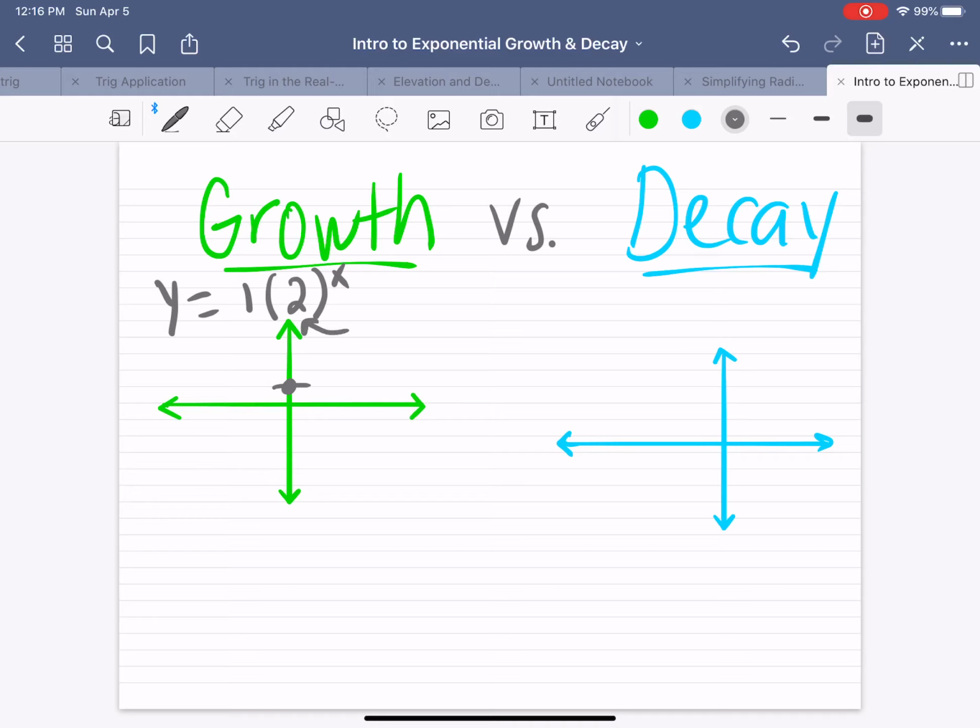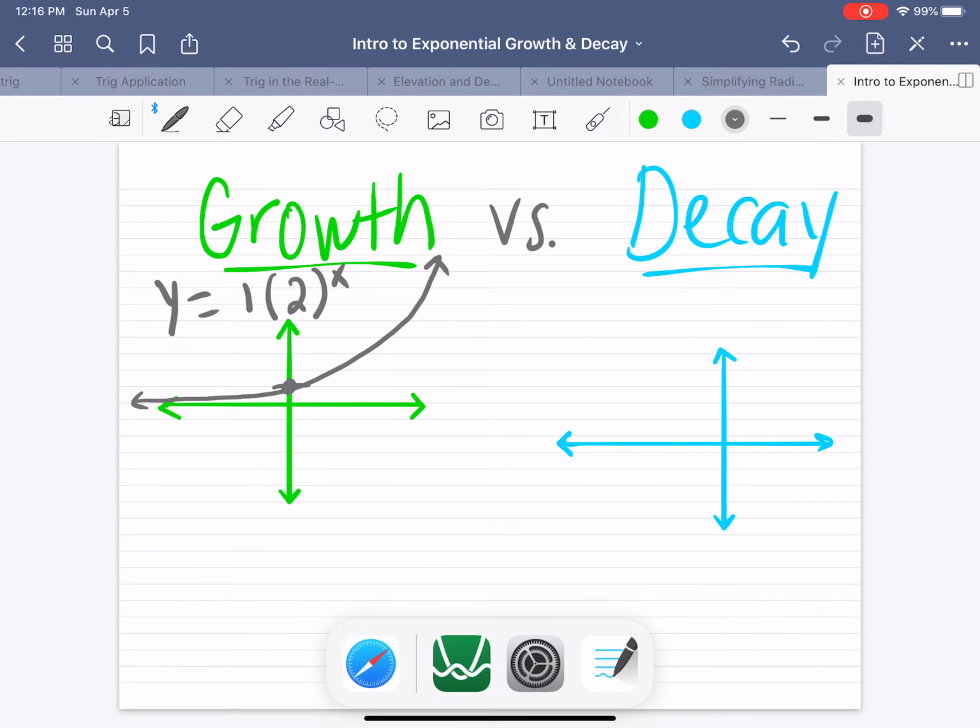The B, which in this case is a growth factor, is greater than 1, which means this is an exponential growth problem. So if you know the y-intercept and if you know it's a growth, you know the graph should look like this. And let's check on Desmos.